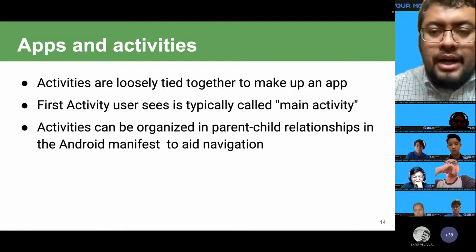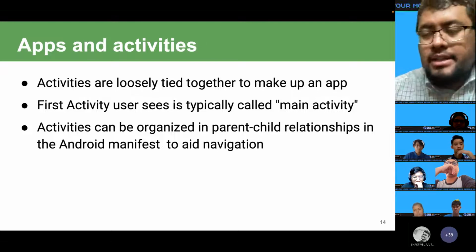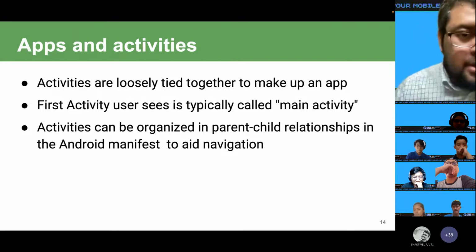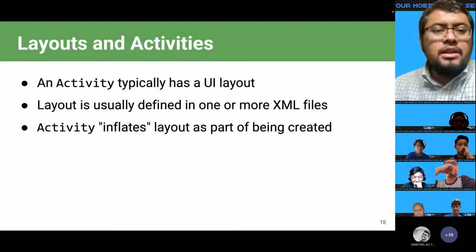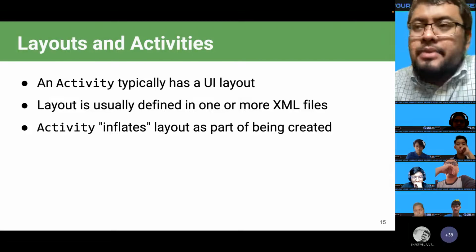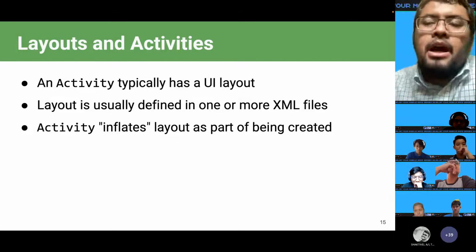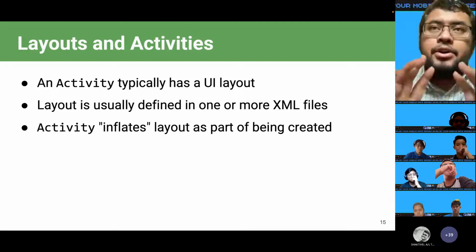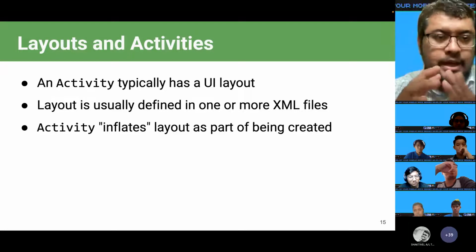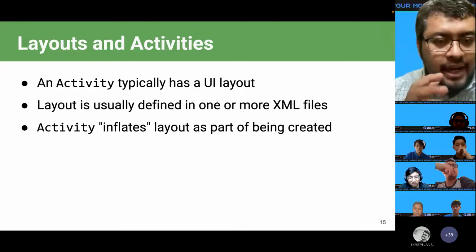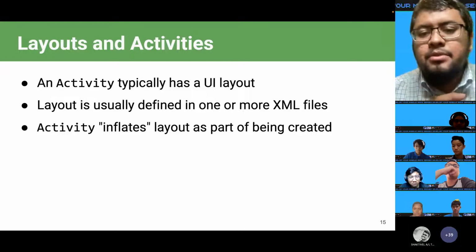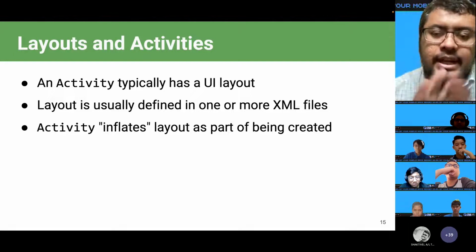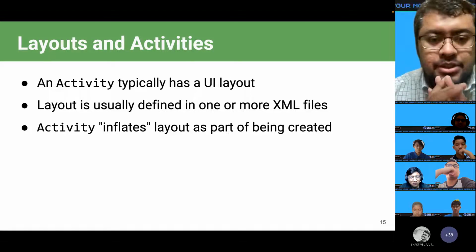How you are going to declare this relationship between the main activity, the parent and the child, we will rely on the Android manifest. Later on we're also going to see that. And of course, whenever you are creating an activity, you need to define the layout, how you are going to visually arrange your components inside the activity. An activity typically has a UI layout, and it's normally defined in one or more XML files. So one activity can have several XML files. Later on I will share with you.